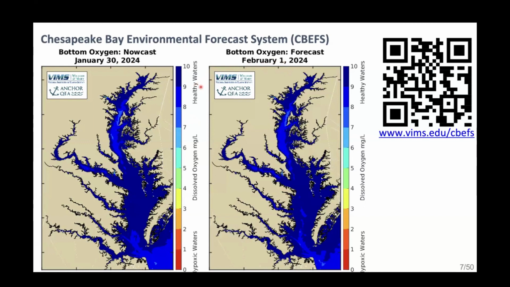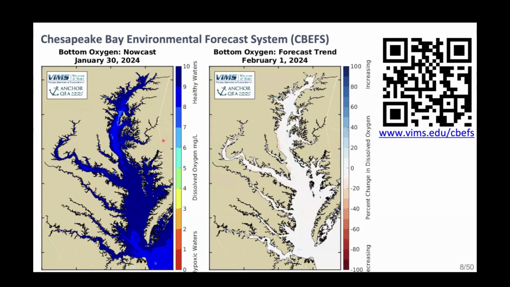Back then, what we saw is that the waters are pretty healthy. We see high oxygen concentrations throughout the Chesapeake Bay. So it's depicted in blue. But that's because the water is pretty cold right now. In summer, we can have a completely different picture. We typically have hypoxic conditions in the northern part of the Chesapeake Bay. And because we are also interested in trends, we also publish trend plots, forecast trends.